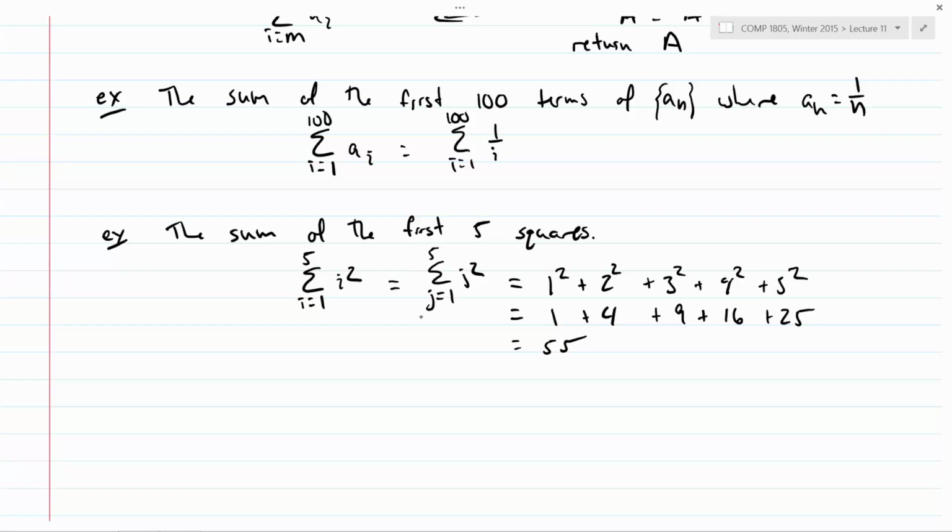Do both the bounds have to be defined, or can you use the notation to define the sum of an infinite sequence? You can use it to define the sum of an infinite sequence. We'll see that in a little bit, but that's not really what this course is about. But yes, you can definitely do that.